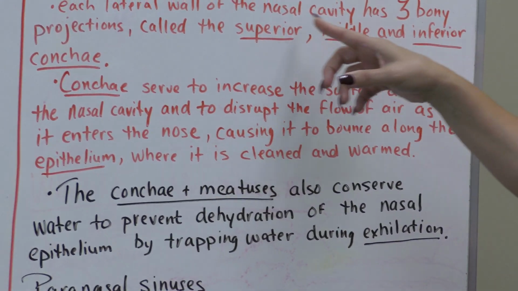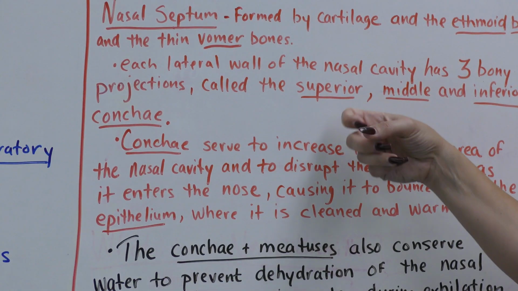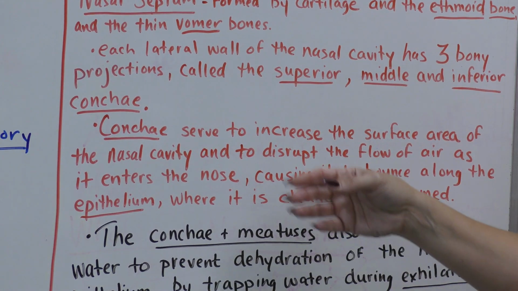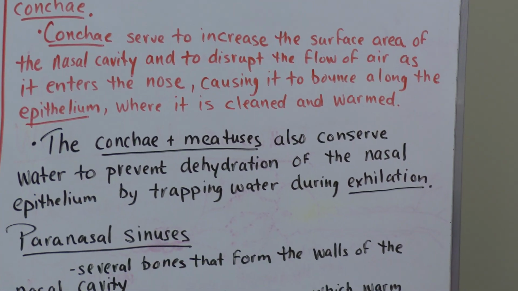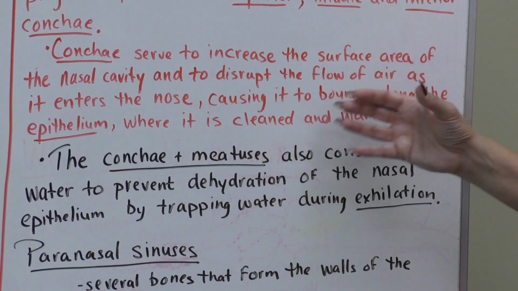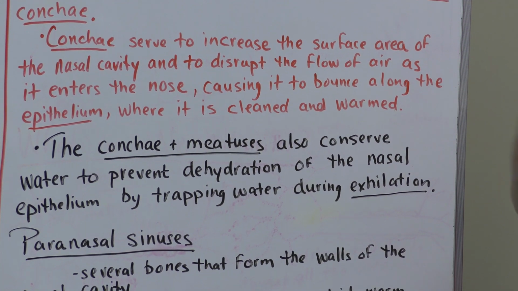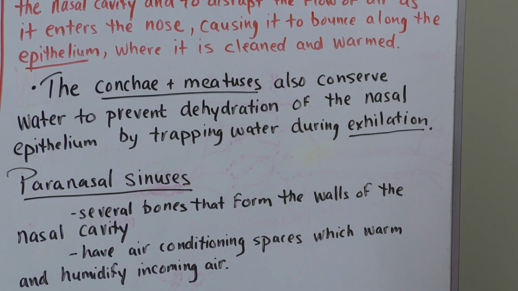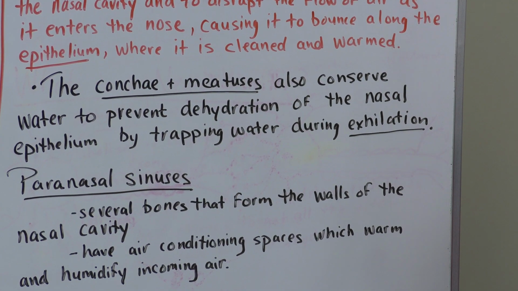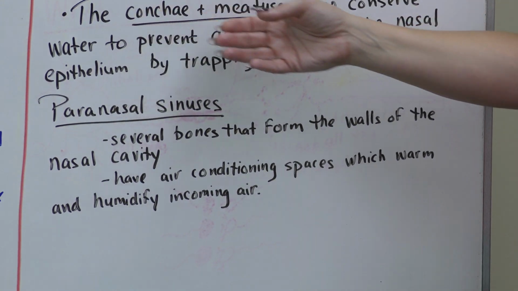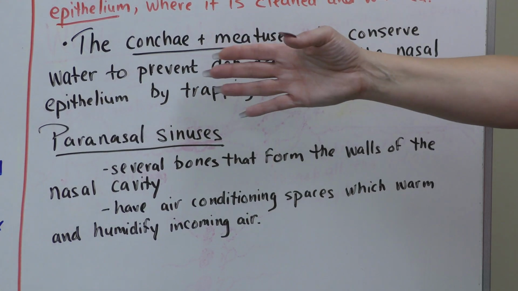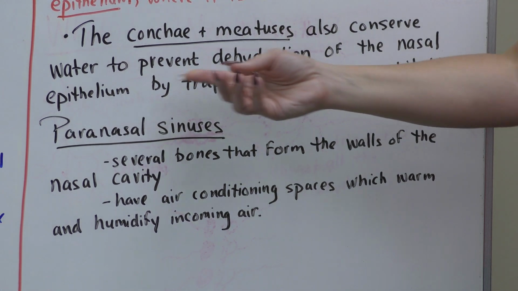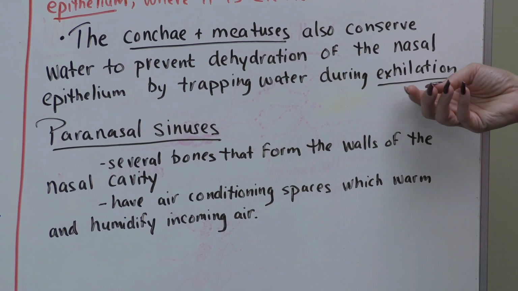And then we have the lateral walls of the nasal cavity that have projections called the superior, middle, and inferior conchae or concha, either one. And those serve to increase the surface area of our nasal cavity. What they do is they disrupt the flow of air as it enters the nose, and that causes it to bounce along inside that epithelial tissue, and then it can be cleaned and warmed, because you don't want to breathe in dirty air, right? And with the meatuses, they conserve water to prevent dehydration of the nasal epithelium. They trap water during the exhalation process.